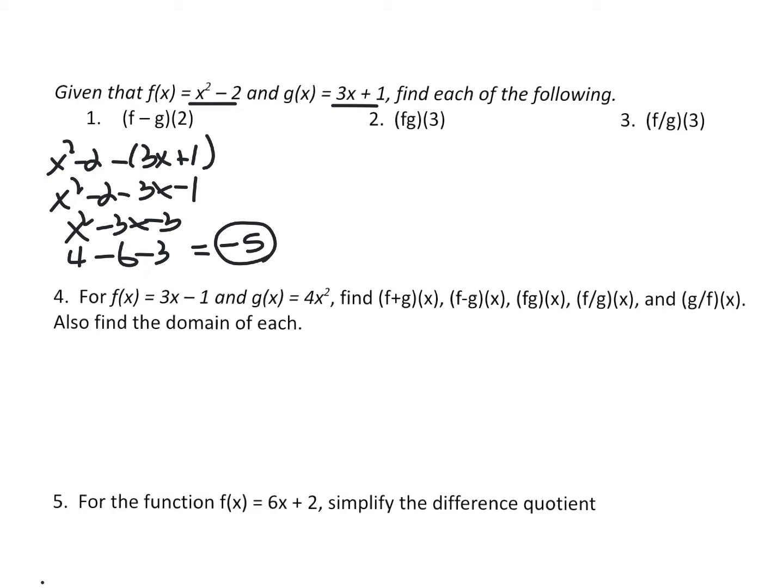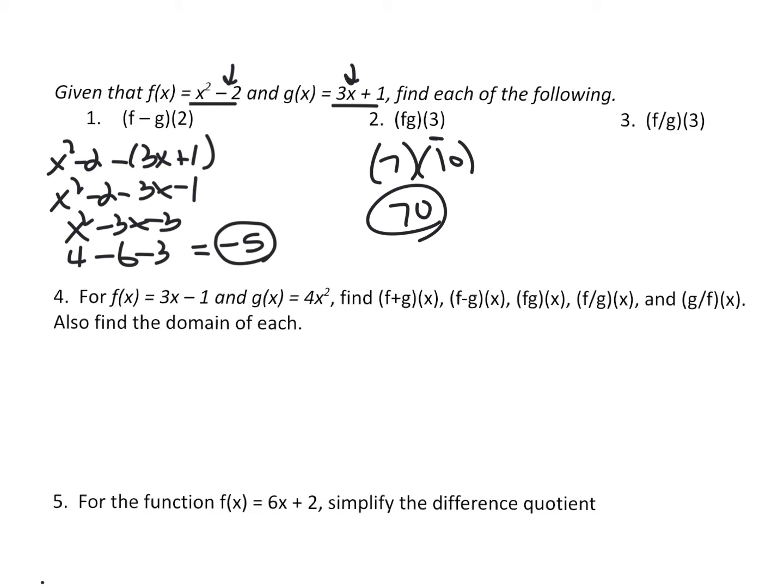The second one says f times g of 3. I'll do this one the other way to show you. I'm going to take the 3 and plug it in right here into f. 3 squared is 9. 9 minus 2 is 7. So f of 3 is 7. If I do g of 3, if I plug the 3 into g right there, 3 times 3 is 9, plus 1 is 10. 7 times 10 is 70. And there's that one.